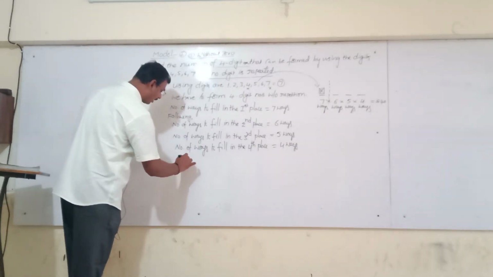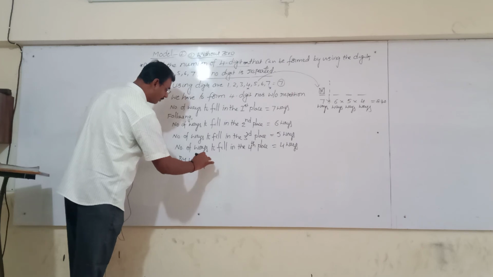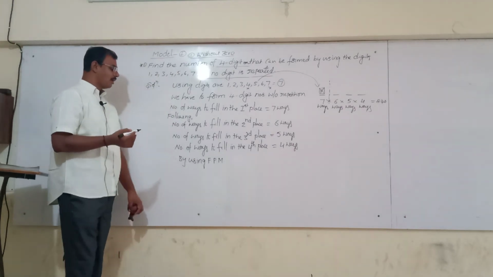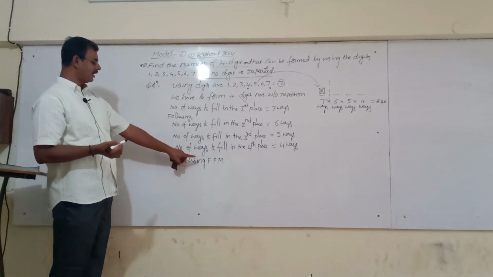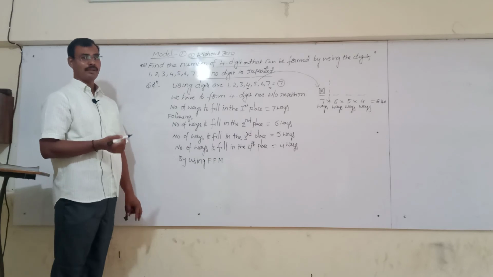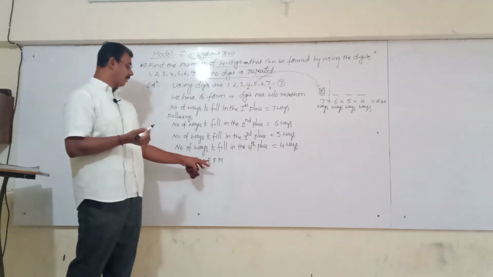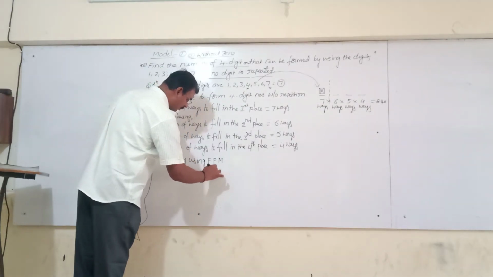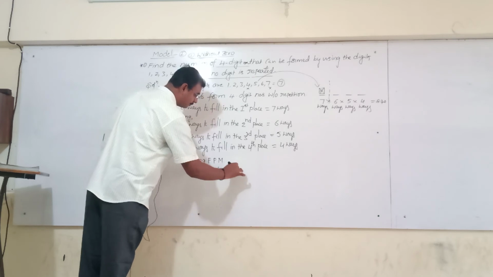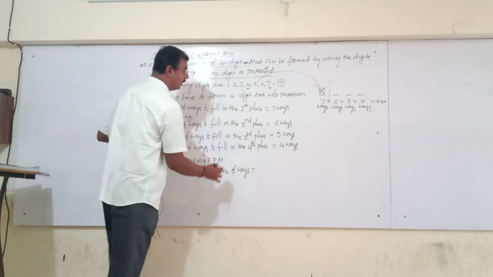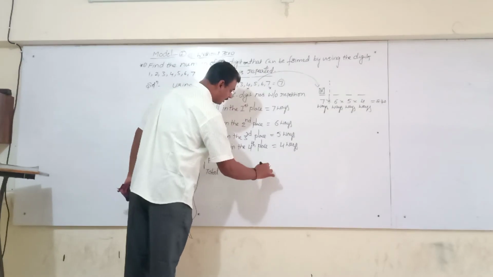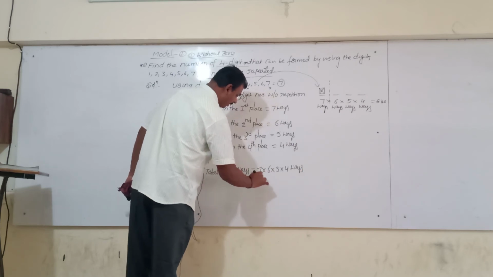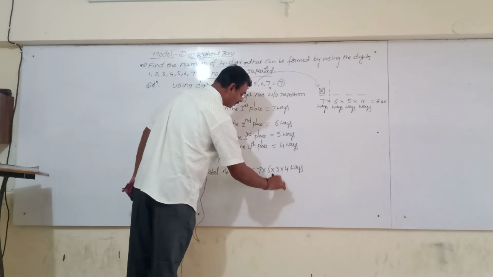Therefore, which rule is applied here? The fundamental principle of multiplication. You write it clearly. Total number of ways equals 7 into 6 into 5 into 4 ways. This answer will be 840 ways. Clear this one?